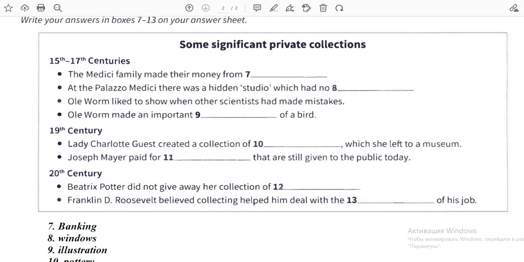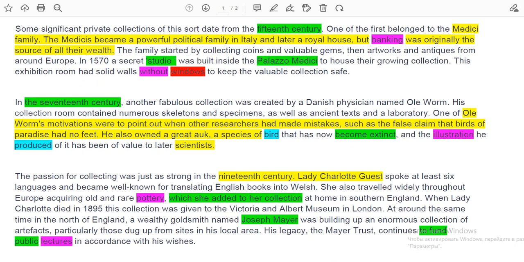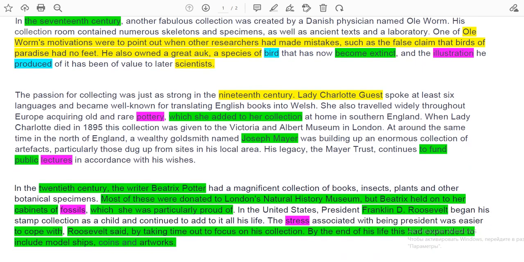The next one is 19th century. Lady Charlotte Guest created a collection of gaps, which she left to a museum. This should be a noun. Let me find this word for you. So the next one after 17th century, we need 19th century and Lady Charlotte Guest.